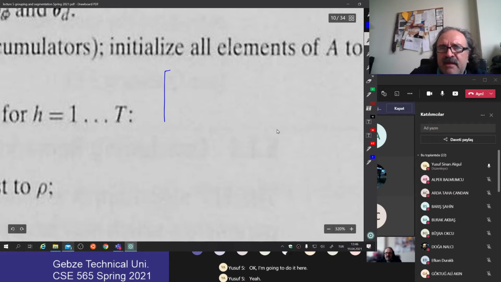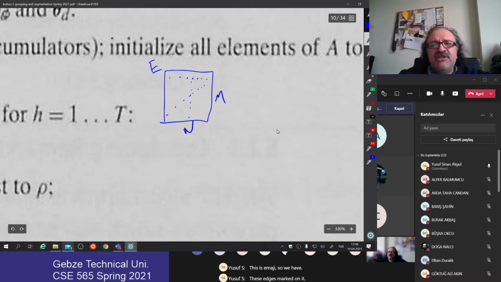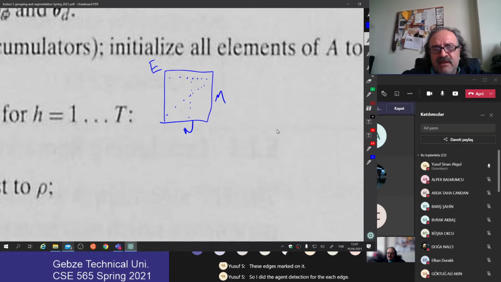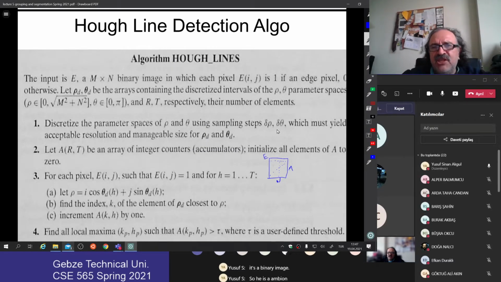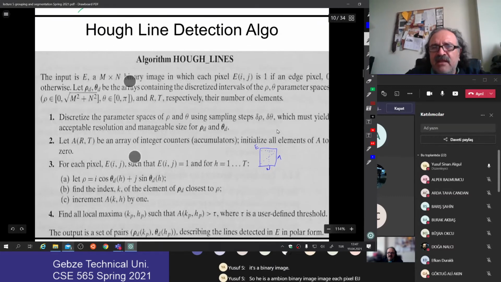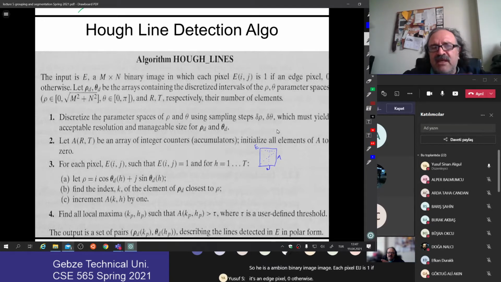E is a binary image of size m by n. This is image E, so we have these edges marked on it. I did the edge detection. For each edge, I mark its position with a 1. All the other points are 0. So it's a binary image. E is an m by n binary image in which each pixel Eij is 1 if it's an edge pixel, 0 otherwise. Okay, so E is our input.